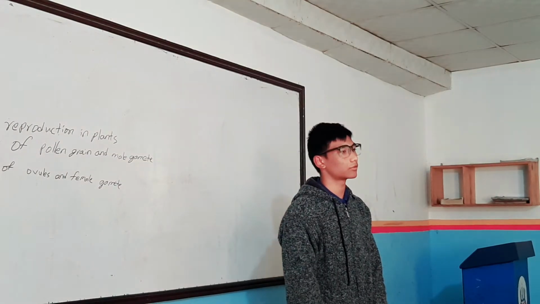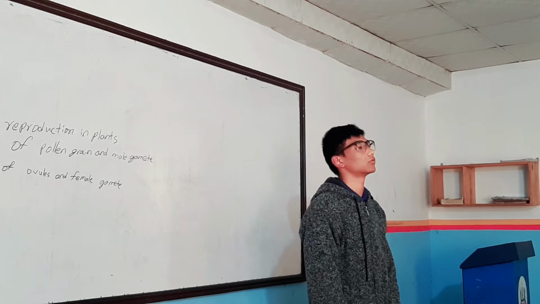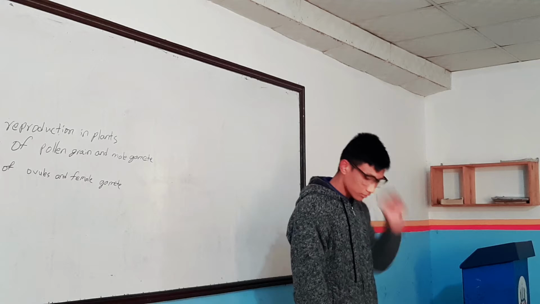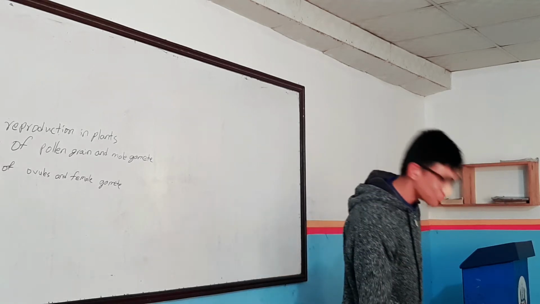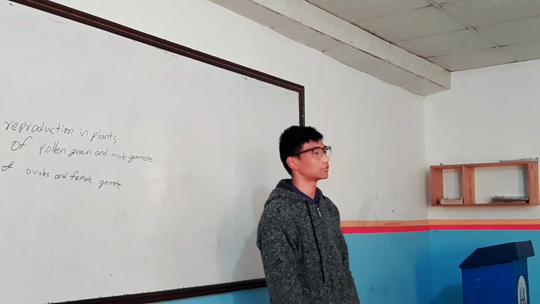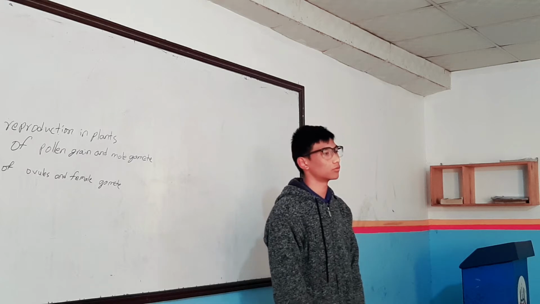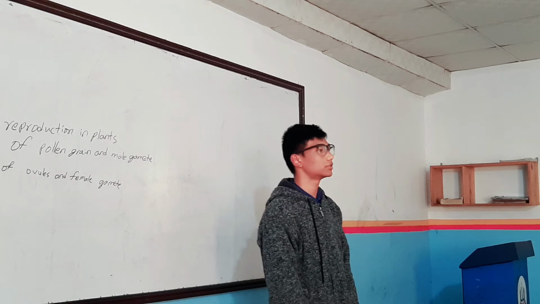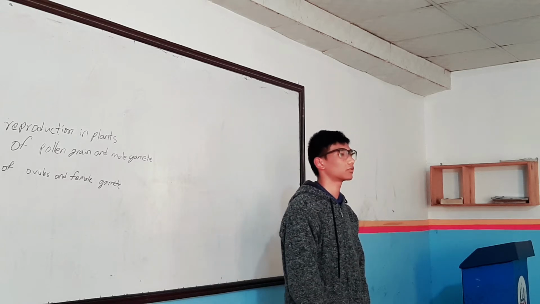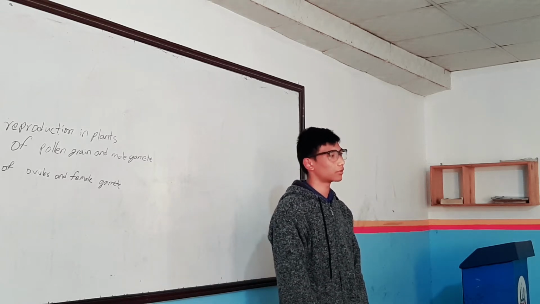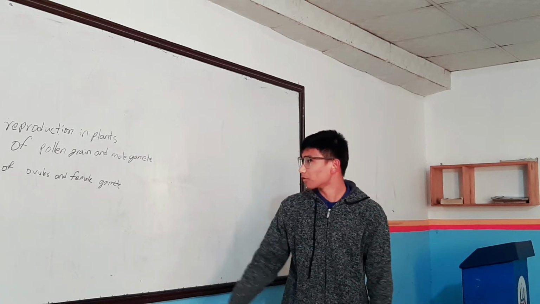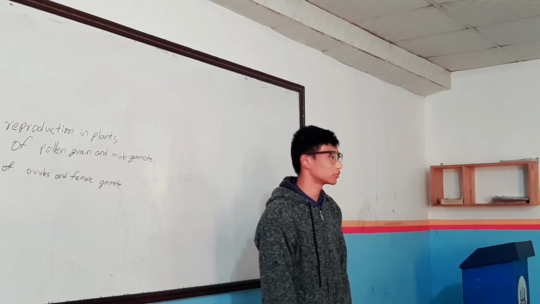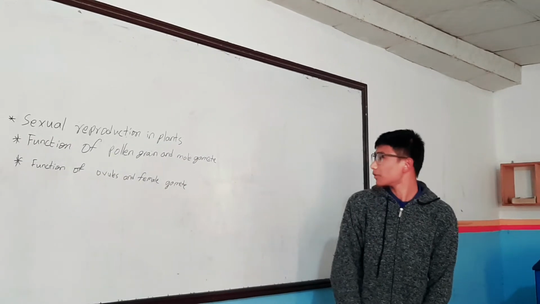The typical flower has four floral whorls, which are borne on the thalamus, and the four whorls are calyx, corolla, androecium, and gynoecium. Each stamen consists of filament and anther. And our next topic is structure of pollen grain and male gamete.